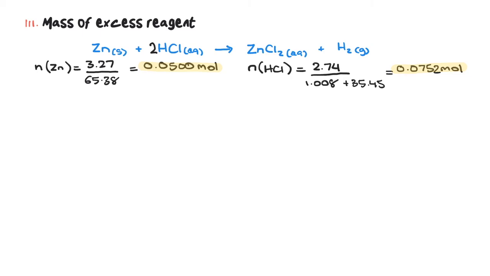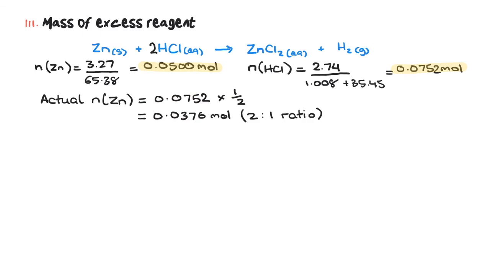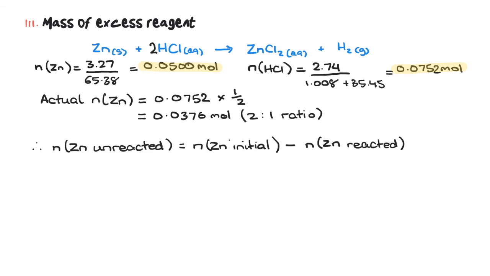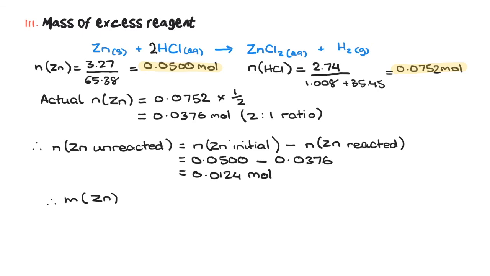Lastly, we need to work out the amount of zinc that's left unreacted. Then we calculate the number of moles of zinc that remain unreacted, which is our initial amount of moles minus the amount of zinc that is reacted, which is this. And then we convert it to mass, so moles equals mass over molar mass, so the mass of zinc equals this, there you go.